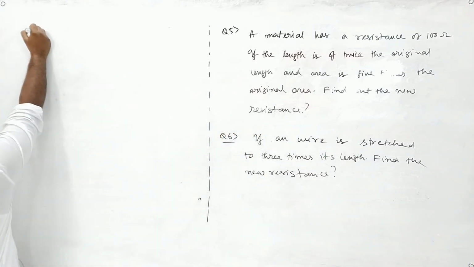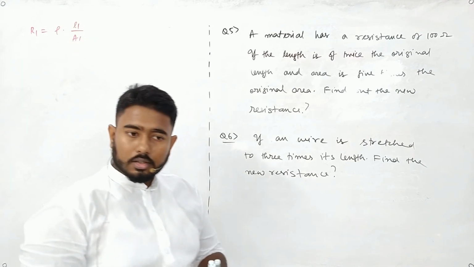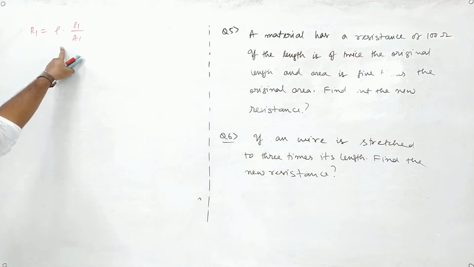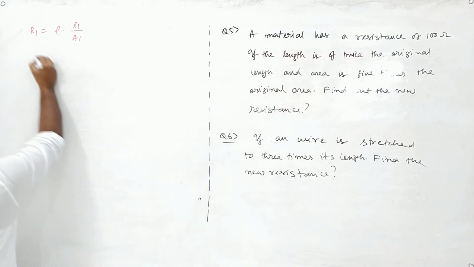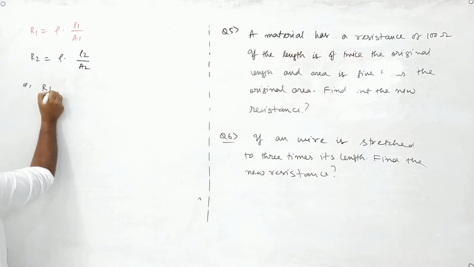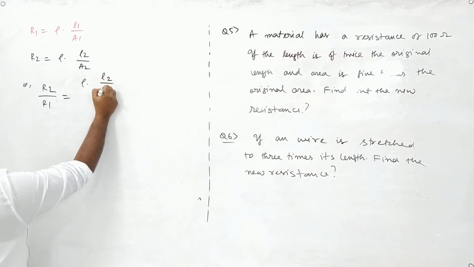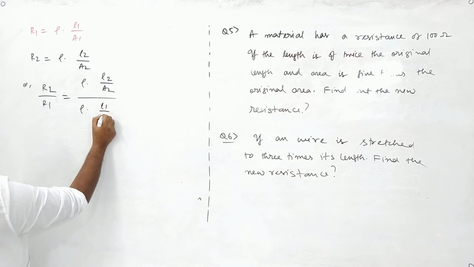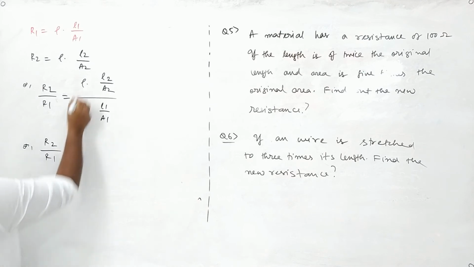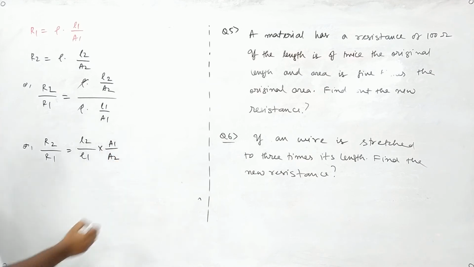See, R1 can be written as rho L1 by A1. Now, is the material changing? No. Then if the material is not changing, will rho change? Will resistivity change? No. So can we write R2 equals rho L2 by A2? Or if we divide both of them, R2 by R1 can be written as rho L2 by A2 by rho L1 by A1. Or we can write it as R2 by R1, rho will cut out, L2 by L1 times A1 by A2. Is that clear?